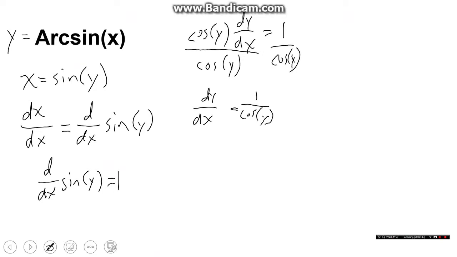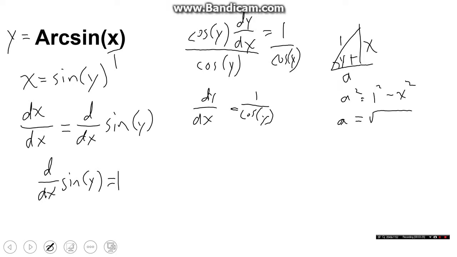Now we're going to want to substitute cosine of y. So if you look at this right triangle, this original function over here, y equals arcsine of x, this actually means angle y has the trigonometric ratio of the opposite x and the hypotenuse 1. And as for this third side, we can solve using the Pythagorean theorem. So in this case, a squared equals 1 squared minus x squared, and then we take the square root of both sides and are left with a equals the square root of 1 minus x squared.